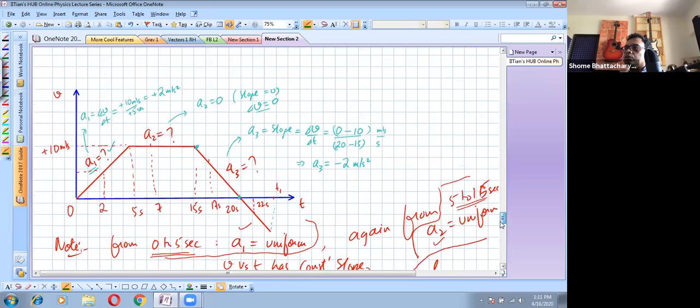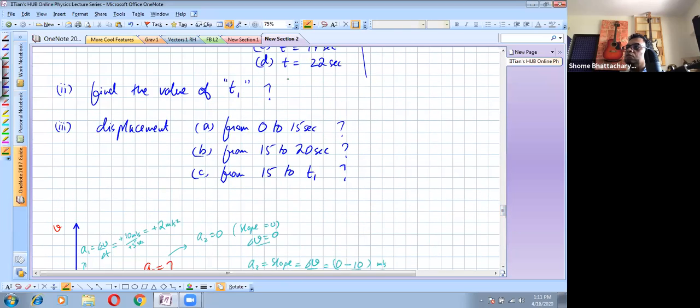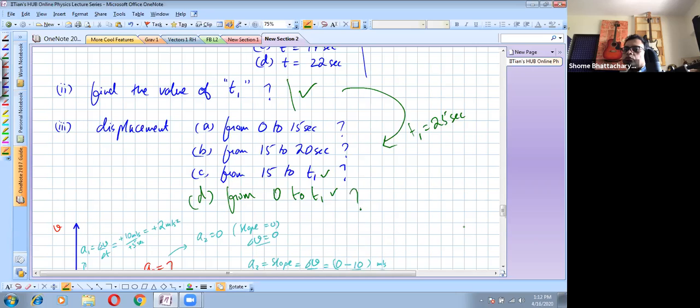Right. So our next part of the question. So this is done now. Next we have to find the displacement from 0 to 15, 15 to 20, and 15 to T1. So these, and I will also add another part here. We have to find the total displacement from 0 to T1. Okay. And now, of course, from here we also know that T1's value is in fact 25 seconds. So here we know the value of T1. So let's just try this out.